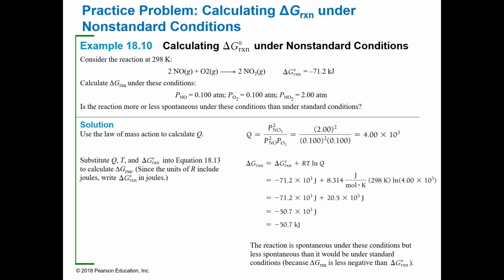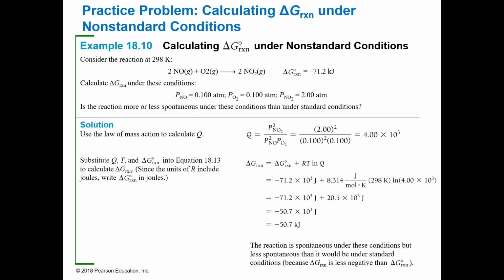I don't think you really have to make it 2 different terms here. I think you could just bam, bam, bam through that. You should get negative 50.7 times 10 to the third joules, and then they converted it to kilojoules. So that's why I tend to go to kilojoules right off the bat, so that I don't have to do that conversion at the end. But what you should get out of this is that under these non-standard conditions, this reaction is still spontaneous. All right, it's not as spontaneous as it was.